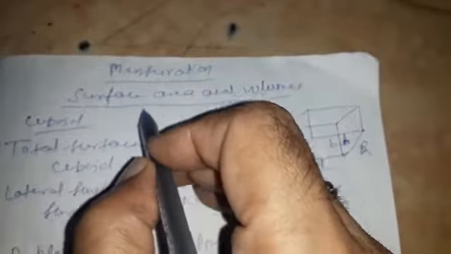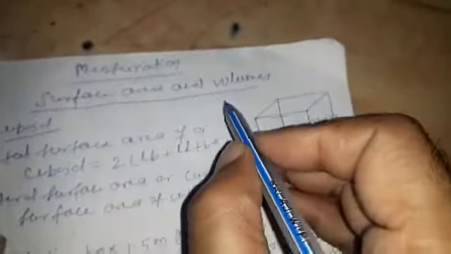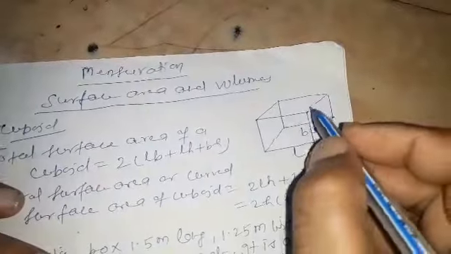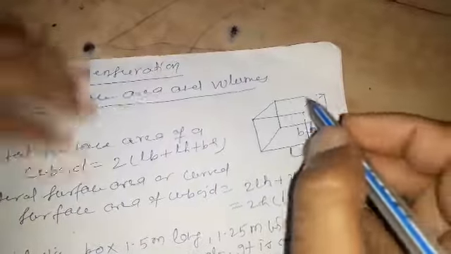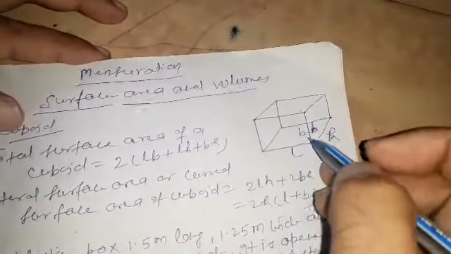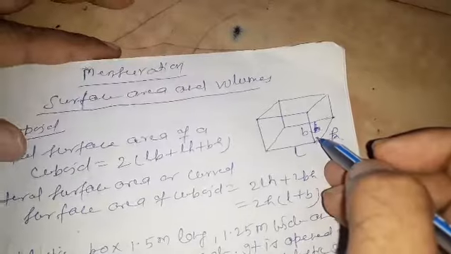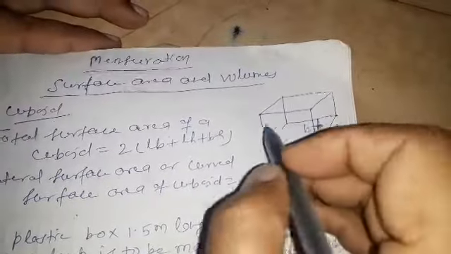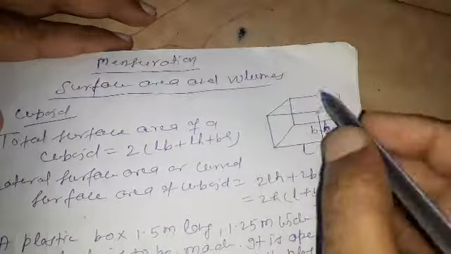Today I am going to start the chapter mensuration. In mensuration, first of all we have to know the surface area and volume of a cuboid, cube, cylinder, sphere, hemisphere, etc. The total surface area of a cuboid.